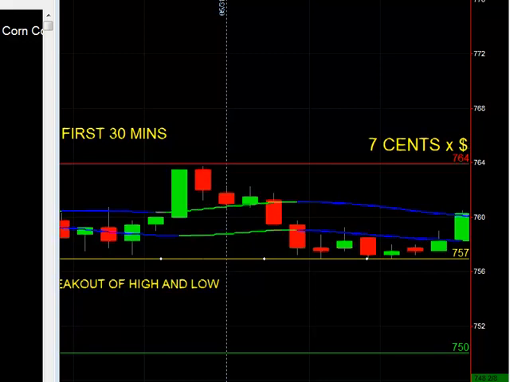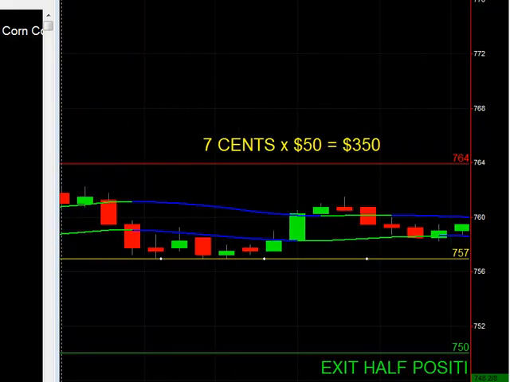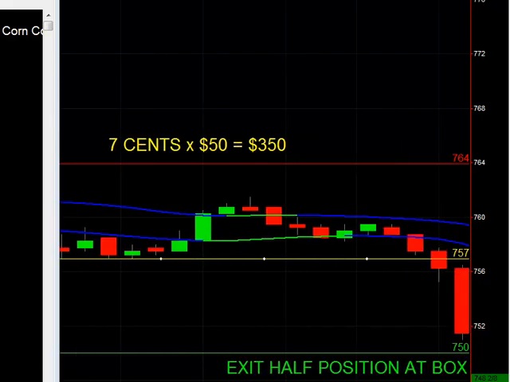And just to give you an idea on price action, your risk, again, this range is 7 cents, and 7 cents is $50 a cent per contract, so that's $350. So basically I'm looking to risk $350 to make probably at least double that. So again, I'm going to take off half my position at 7 cents into the money.